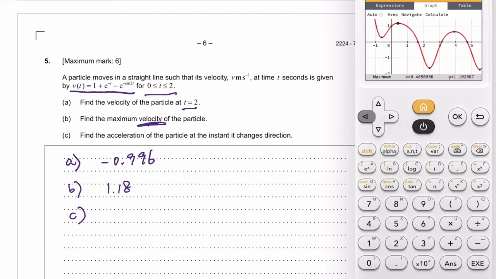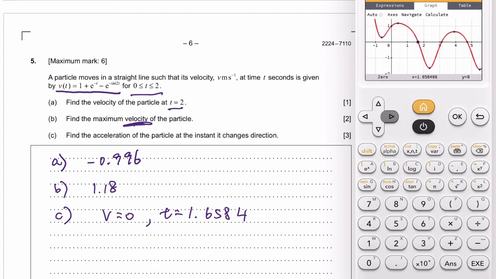Find the acceleration when it changes direction. Okay, when does it change direction? Change of direction occurs when velocity is 0, because that's where the velocity goes from being positive to negative. Positive means you're going to the right, negative means you're going to the left. So at the instant that you change direction, your velocity has to be 0. The time is 1.658.